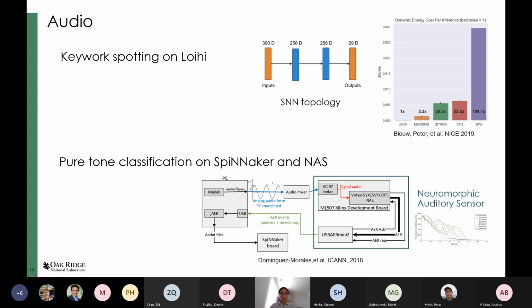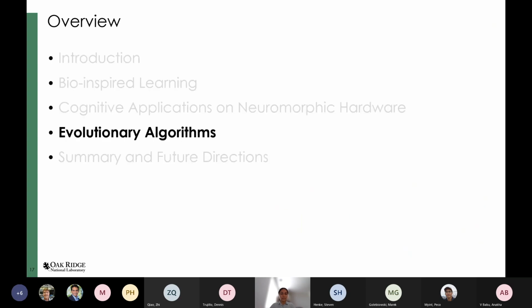So these are some of the cognitive applications that people have demonstrated. This is just a very hand-picked sample from the vast set of applications that are out there. So now I'll go deeper into the evolutionary algorithmic work that our group has done at the lab, and also some of the algorithmic work that I've been part of.